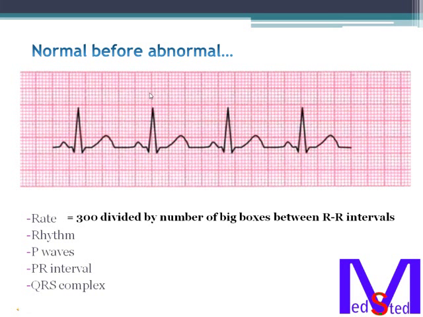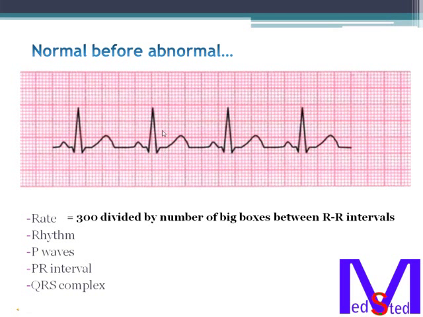Next, let's look at the P waves. Do we have a P wave for each QRS complex? There is a P wave and a QRS, another P wave and a QRS, a P wave and a QRS. Yes, we see a P wave before each QRS complex. Now, the PR interval. Is it less than 0.2 seconds? That is less than one big box? Yes, it is.